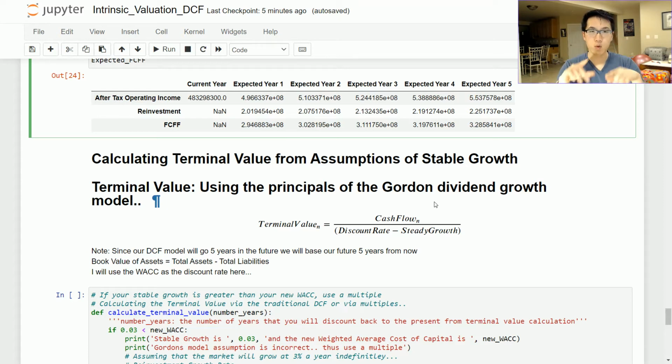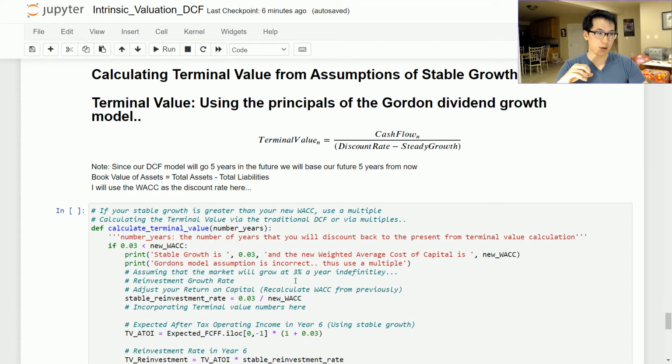So in this case, one of the assumptions is that your discount rate, or in other words, your weighted average cost of capital, they're used interchangeably, but they're a little bit different. But in this case, we'll be using the weighted average cost of capital as the discount rate. But one of the assumptions is that the discount rate must be greater than the steady growth. If it's not greater than the steady growth, then we'll just be using a multiple. And that's what I did for like an if-then statement down here.